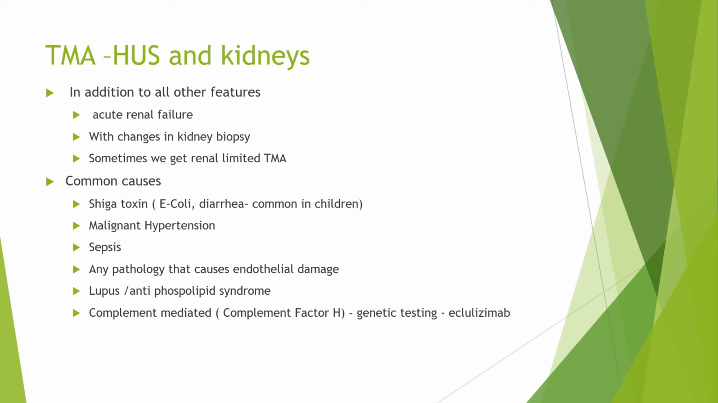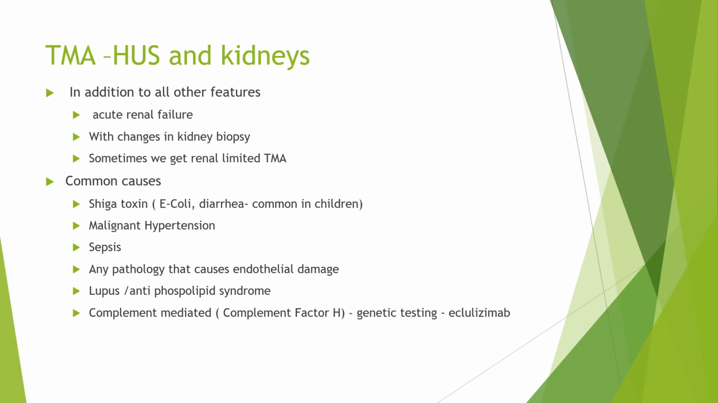So what are all the common causes, etiology for TMA/HUS in the kidneys? The most common cause is Shiga toxin, which is E. coli induced diarrhea. This is much more common in children. So that's why in history we always ask about diarrhea, and if someone presents with diarrhea and acute renal failure, that could be secondary to volume depletion, but we also look at the rest of the blood work to see if there is any associated low platelets or low hemoglobin. That will then lead us to think about HUS and order further testing.